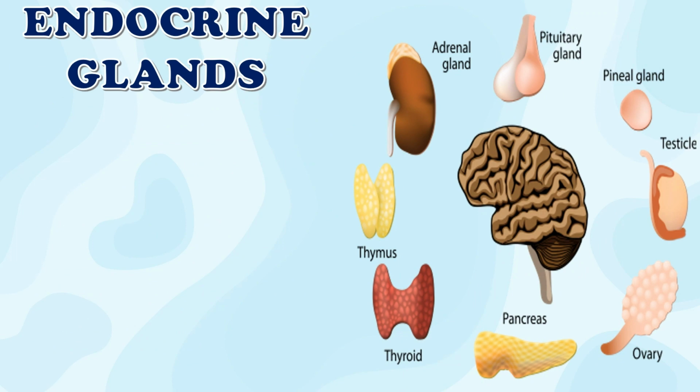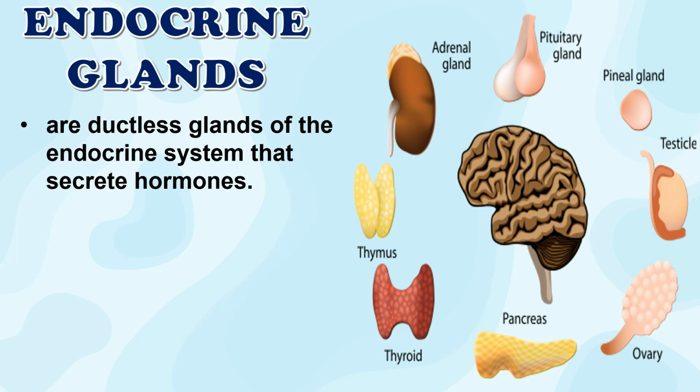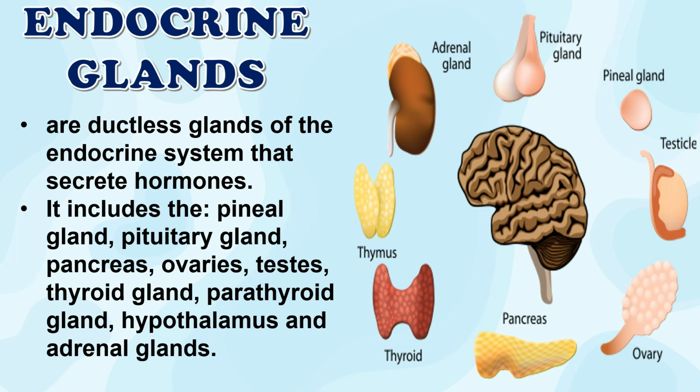Then we have the endocrine glands. So in the endocrine glands, as you can see, we can see the different glands that secrete different hormones. They are ductless glands of the endocrine system that secrete hormones. These include the pineal gland, pituitary gland, pancreas, ovaries, testes, thyroid gland, parathyroid gland, hypothalamus, and adrenal glands.